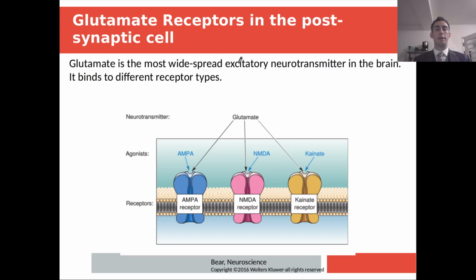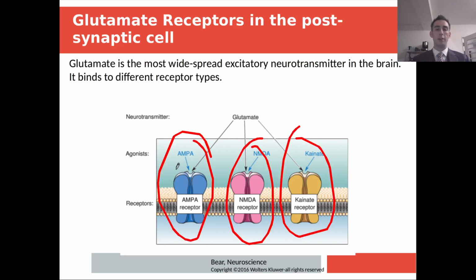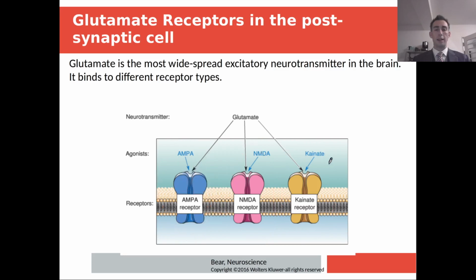Of course, as I'm focusing on excitatory neurotransmitters here, glutamate is the most common excitatory neurotransmitter in the central nervous system, in the brain. It binds to different receptor types on the postsynaptic, the output cell. So there's AMPA and kainate receptors, which are sort of basic ligand-gated receptors. And there's also NMDA, which is a voltage-gated receptor.